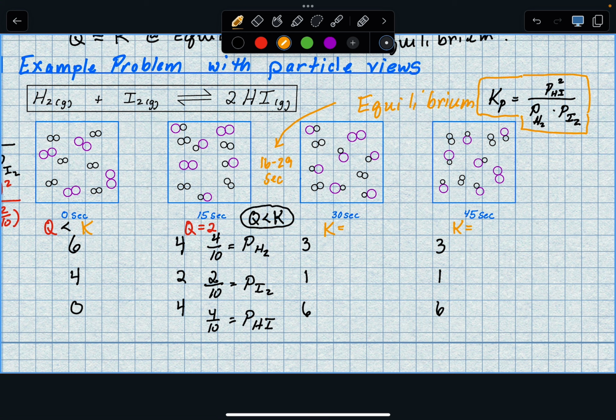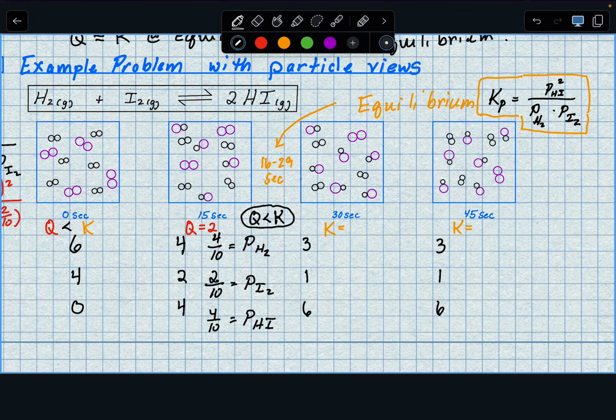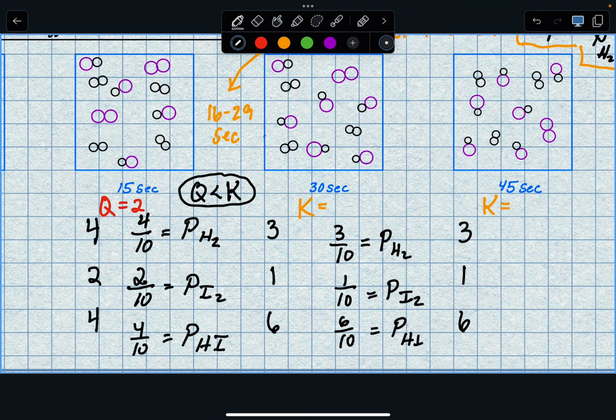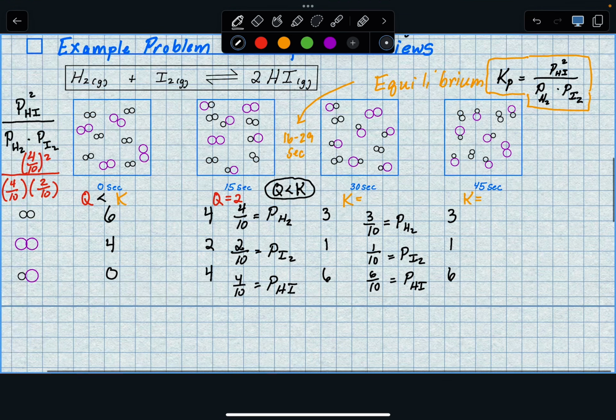Let's just put the numbers in. I'm going to count again and get the partial pressures from the particle view. So 3 out of 10, 1 out of 10, and 6 out of 10. Again, that's going to be our pressure of our hydrogen, our pressure of our iodine, and then our pressure of our HI. Almost done here.